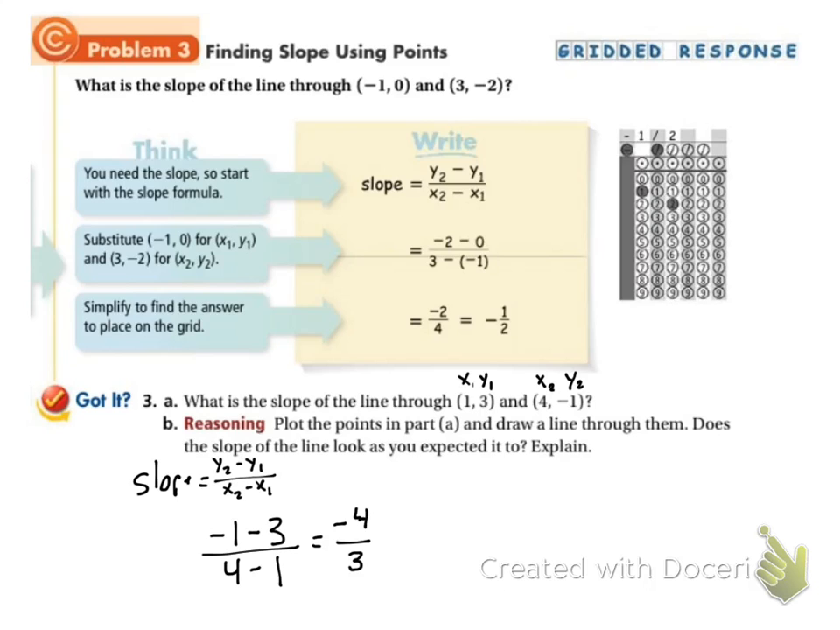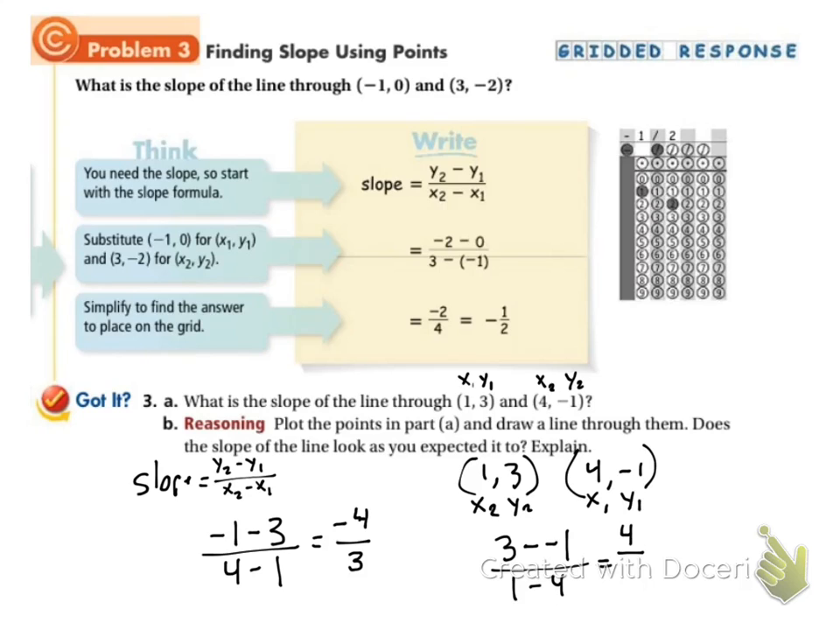If I instead had taken my first point as x2, y2, and my second point as my x1, y1, it'll still work. 3 minus a negative 1. Make sure you have the minus and the negative. Over 1 minus 4. 3 minus a negative 1 is the same thing as 3 plus 1. So that's 4 over 1 minus 4 is negative 3. Still get the same slope.